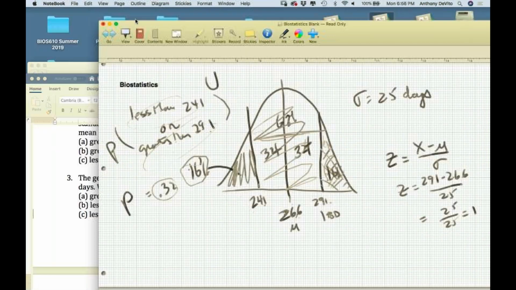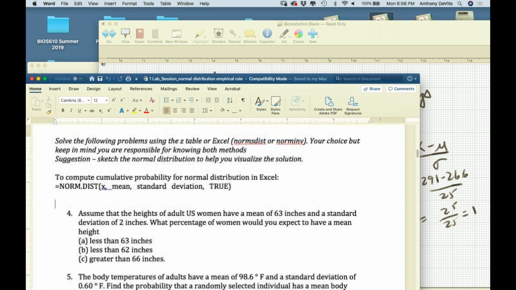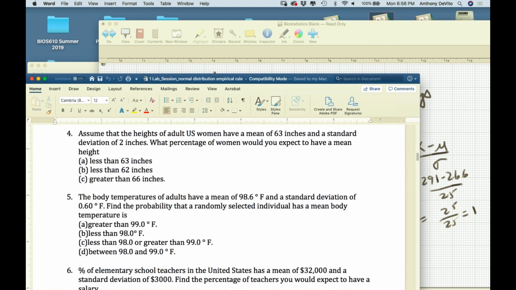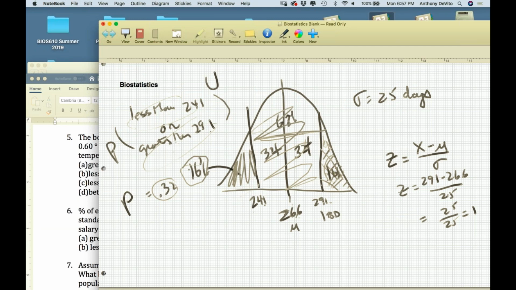Okay, so now I am going to play another video. And we're going to come back. We're going to take the next step. Well, actually, let me just see what the next problem is. Okay, I'm going to go to problem 5 here. I'm going to quickly sketch this out. The body temperature of adults have a mean of 98.6 degrees and a standard deviation of 0.6 degrees. Find the probability a randomly selected individual has a temperature greater than 99. So let's give that a try.